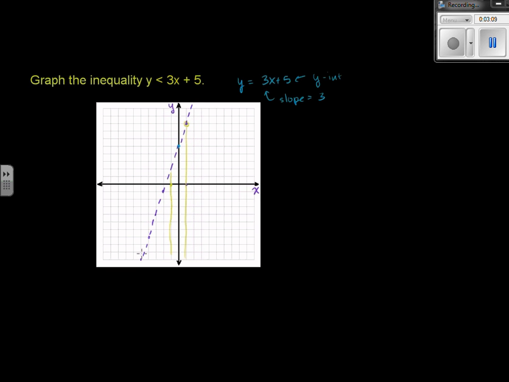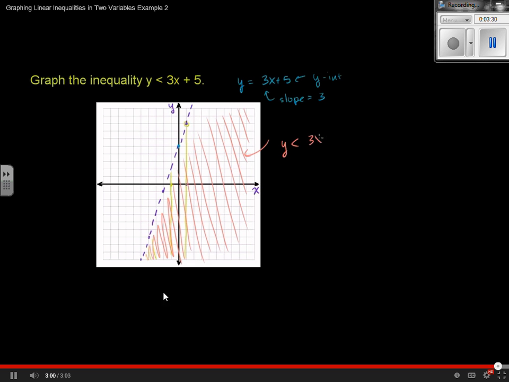So for all of the x's, it's going to be this entire area. Draw it a little bit neater than that. It's going to be this entire area that's under the line. Under this orange, it's a little easier to see. This entire area under the line is y is less than 3x plus 5.